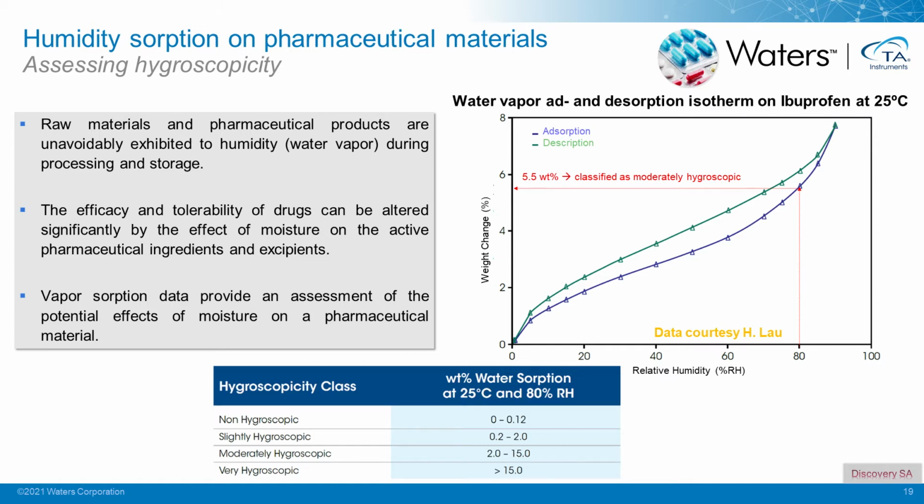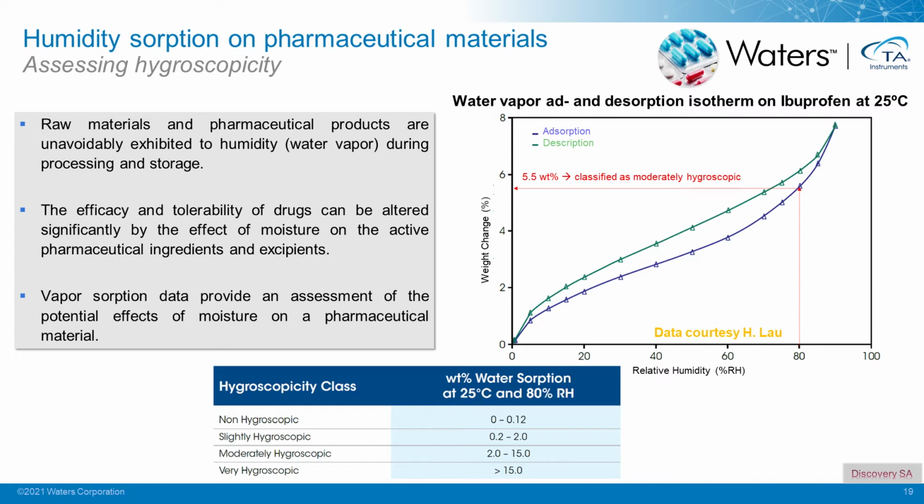And the European Pharmacopoeia actually has different classes of material. They classify them as non-hygroscopic, slightly hygroscopic, moderately hygroscopic, or very hygroscopic, based upon what their weight uptake is at 25C and 80% RH. So in this case, we've outlined that with the red arrows. The weight uptake here is about 5.5%, which would qualify this sample as being moderately hygroscopic.